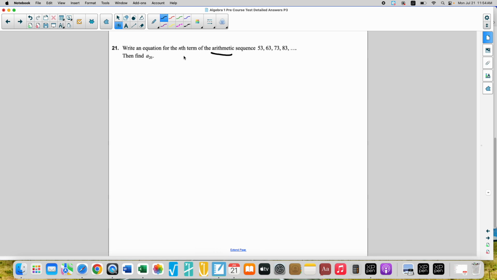Write the equation for the nth term of the arithmetic sequence. It's very important to notice it's an arithmetic sequence. And then find a sub 20. So the first thing we have to do is find the common difference. What is it changing by? It's plus 10, plus 10, plus 10. So my common difference is 10. My a sub 1 value is 53. That's the first term in the sequence.